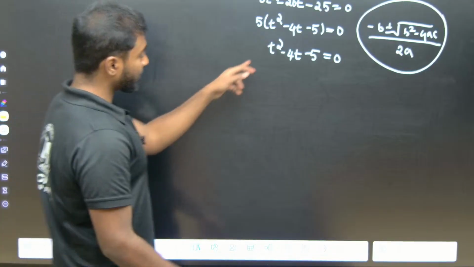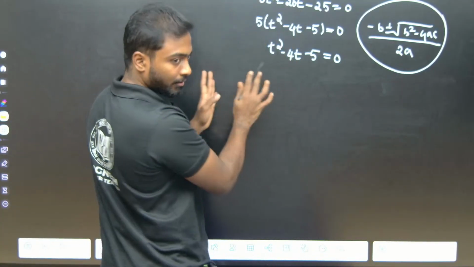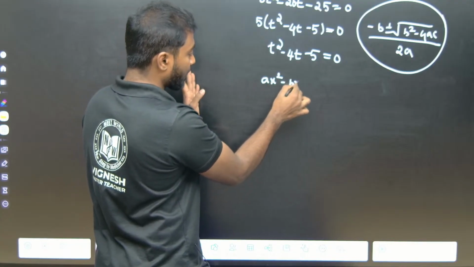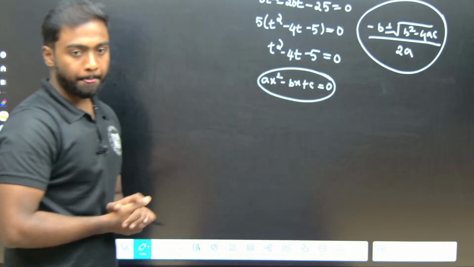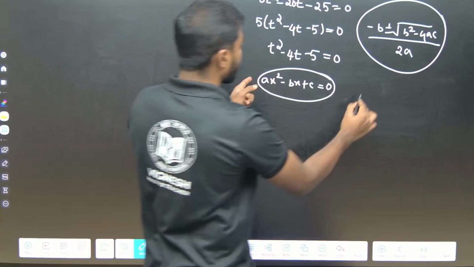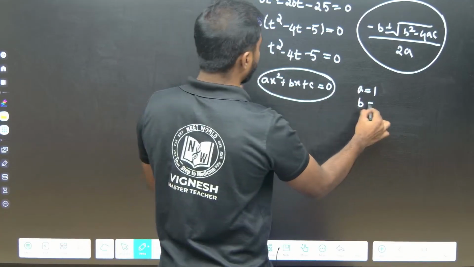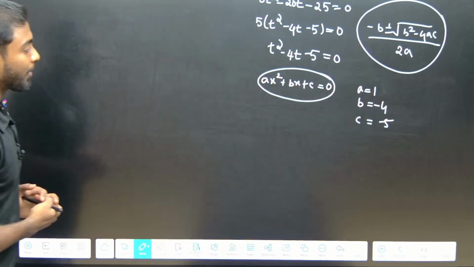So in this, what is a? The standard form is ax square plus bx plus c equal to 0. So this is the condition. What is a here? a will be equal to 1. What is b here? b will be minus 4. c will be minus 5. So substitute the values to find t.